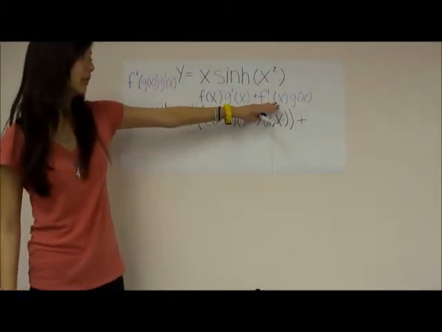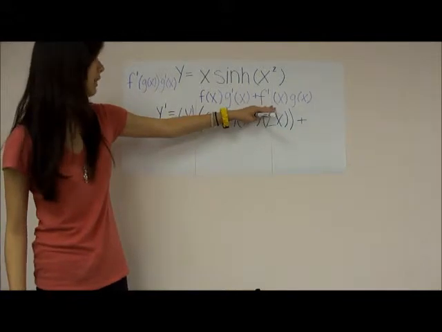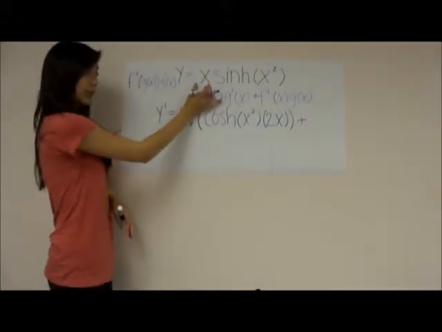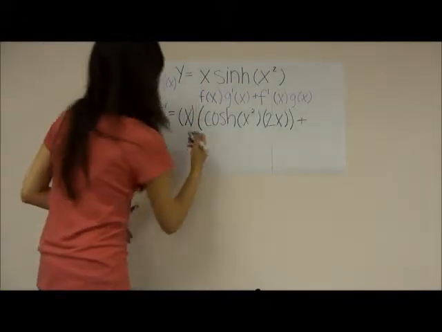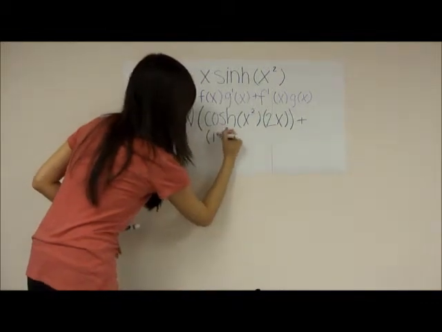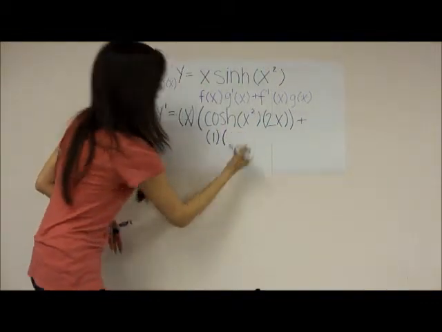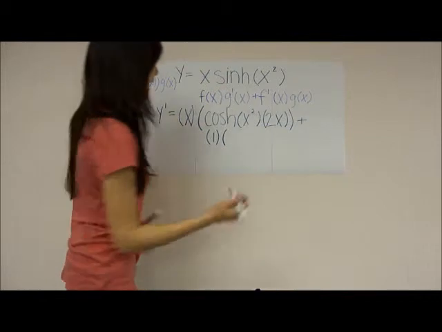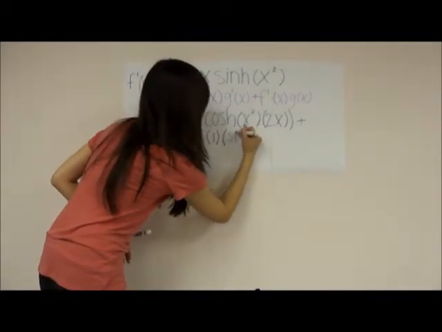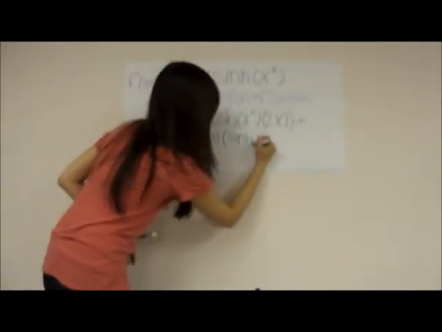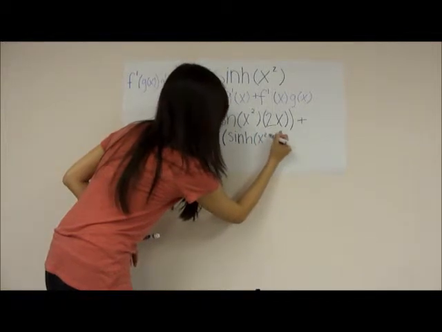Now we need the derivative of f of x. So derivative of x is just simply 1. We'll go down here. Times g of x, so we just have hyperbolic sine of x squared.